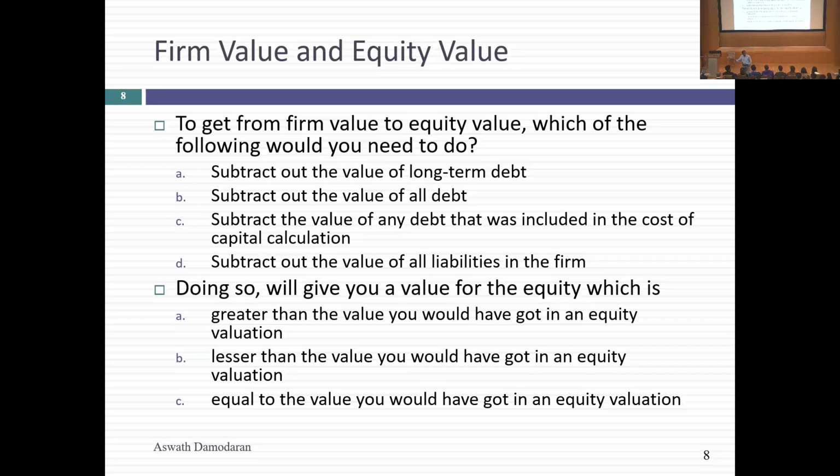Remember, this is not the first time I'm bringing debt in. Debt had to show up in my cost of capital. Or maybe I should be subtracting out the value of all liabilities on the firm, which should include accounts payable. Let's start by ruling things out I should not do. Which of those 4 would you rule out right away?